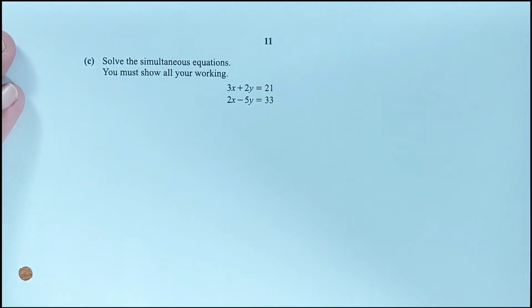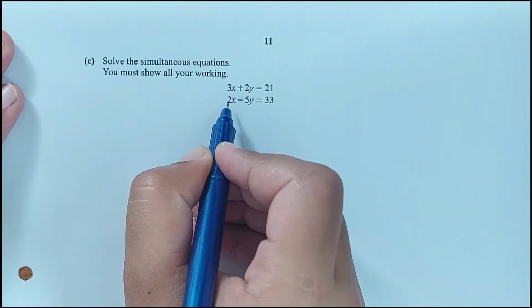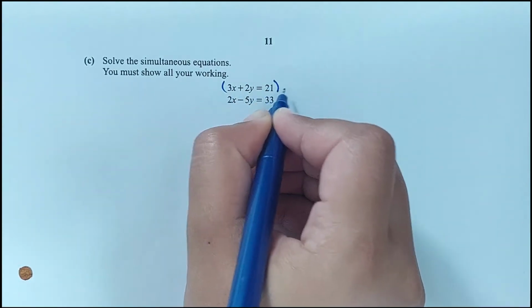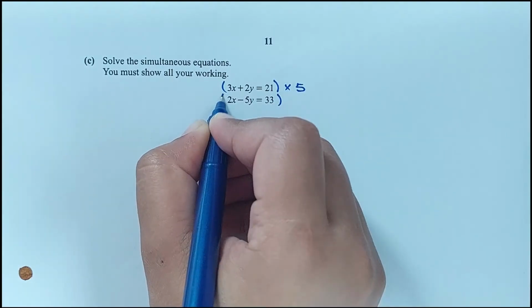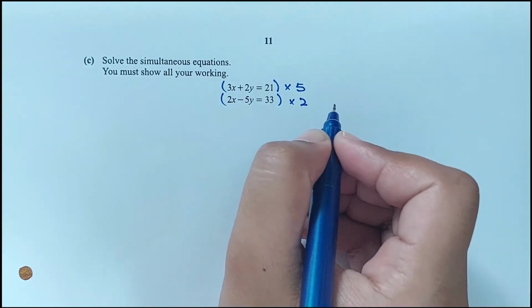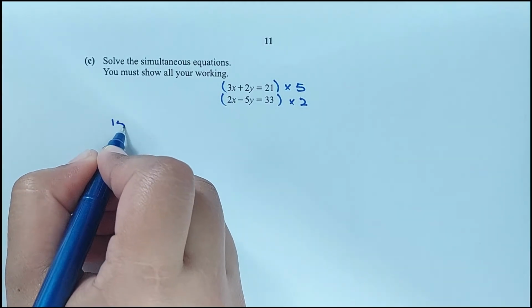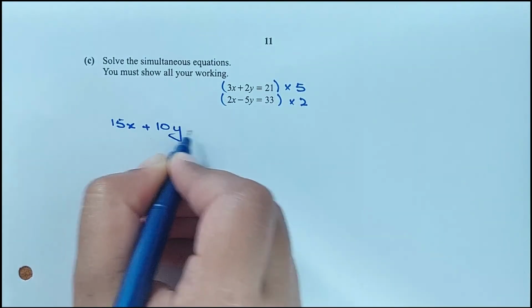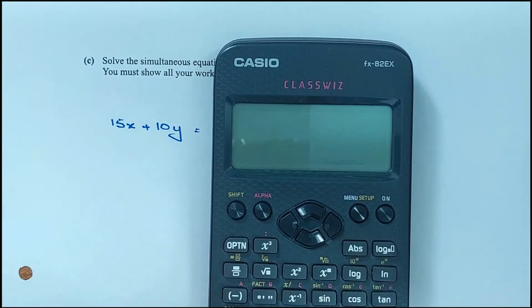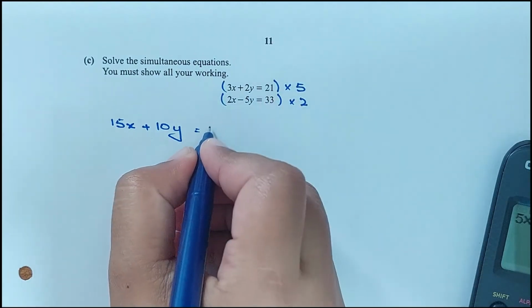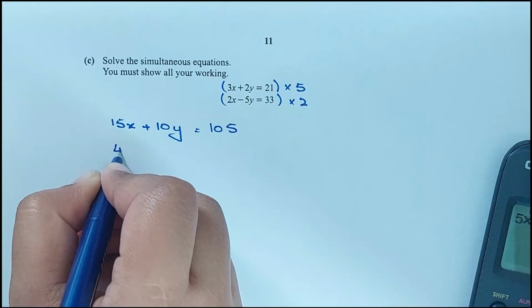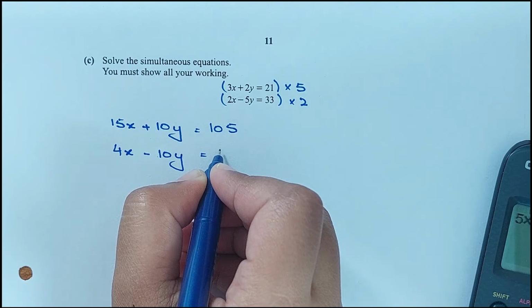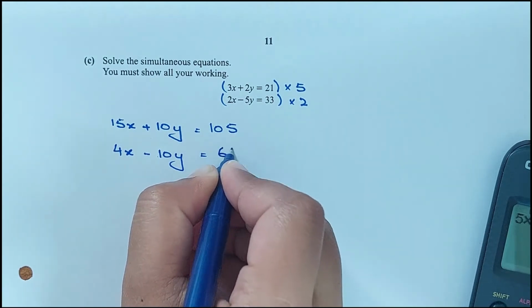Well, now for part C, solve the simultaneous equations. You must show all your working. Okay, so if I multiply the first equation by 5 and the second equation by 2, we can eliminate y, right? 3 times 5 is 15x. 2 times 5 is 10y equals 5 times 21, 105. 2 times 2 is 4x, minus 5 times 2 is 10y, equals 33 times 2 is 66.